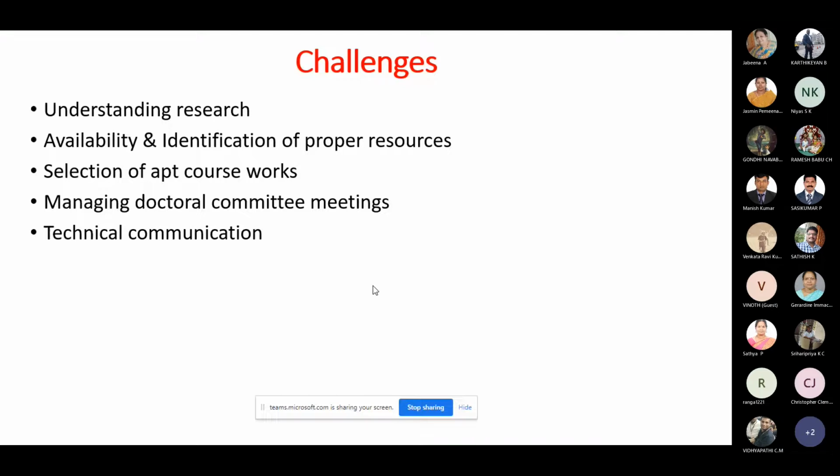Technical communication. Are you able to express your research problem in a technical way? Who is your audience? First, whoever made the researcher, who is the audience? A technical person is going to be the audience, right? I cannot say that you should always be able to explain the research to a layman. A layman may not understand.